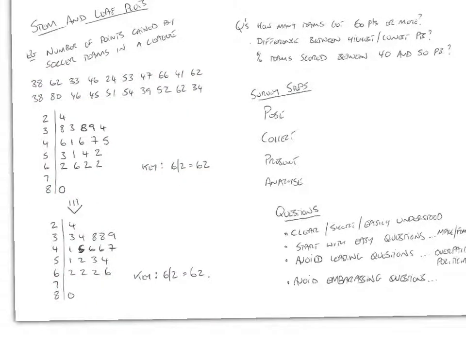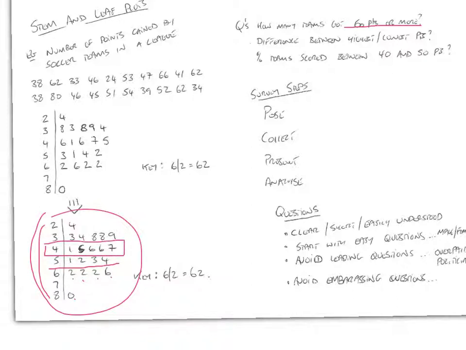Typically, once you've done the stem and leaf plot, you'll be asked some questions, like how many teams got 60 points or more. So you go from here and count the number of teams: 1, 2, 3, 4, 5 teams. The difference between the highest and the lowest, well, you take 24 from 80, and that would be the answer to that. And then the percentage of teams that score between 40 and 50 points. So you're looking at the teams in this range, and you have 1, 2, 3, 4, 5 teams there, and you have a total of 20 teams, so your percentage there would be 25%.